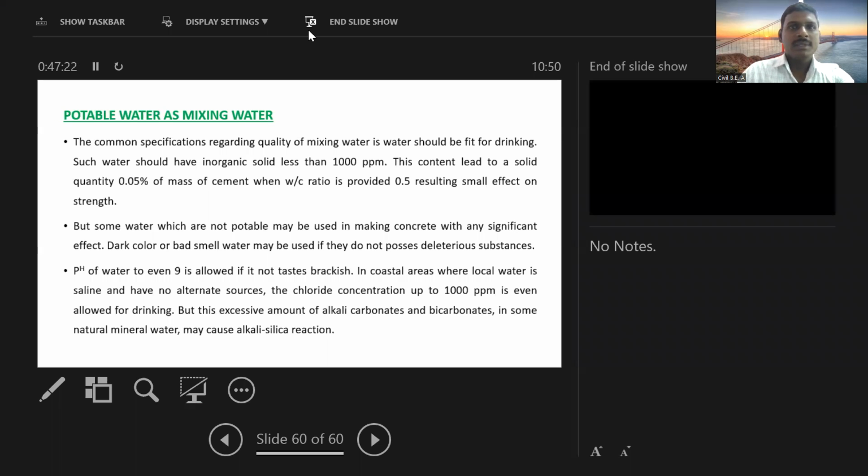And the potable water as a mixing water. Whatever potable water is used as a mixing water, potable means the water which we are using for drinking also. The common specification regarding quality of mixing water is that water should be fit for drinking. Whatever water we are using, that water is fit for drinking also. It means we cannot use other water which we cannot drink.